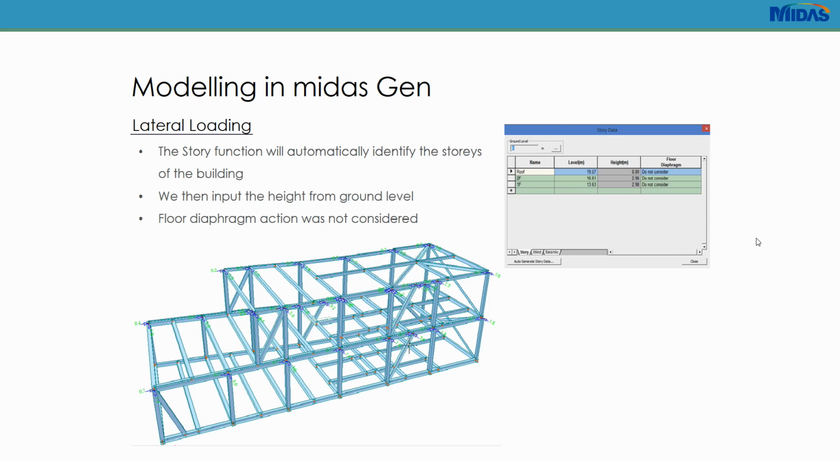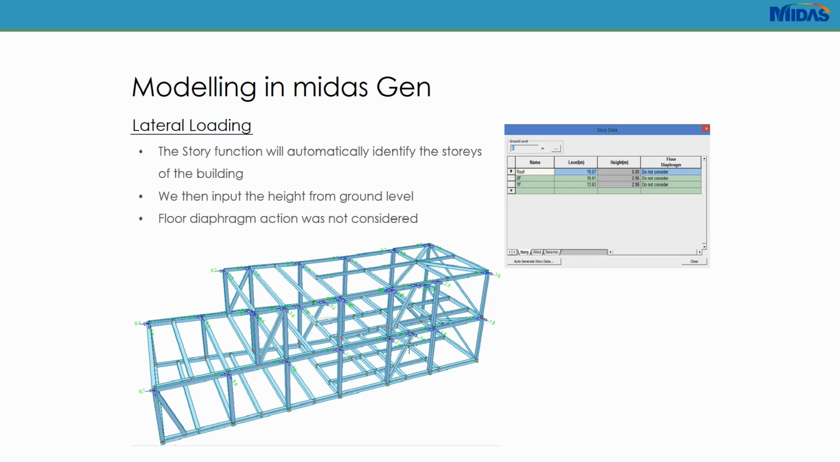Now for the lateral loading, it is very important to consider the correct loads, and Midas Gen has a very useful function called story data, which stores information about all the floors in the structure. For this we can choose the levels of each floor, so vertical loads such as earthquake load or wind loads will be added corresponding to the height of the building.